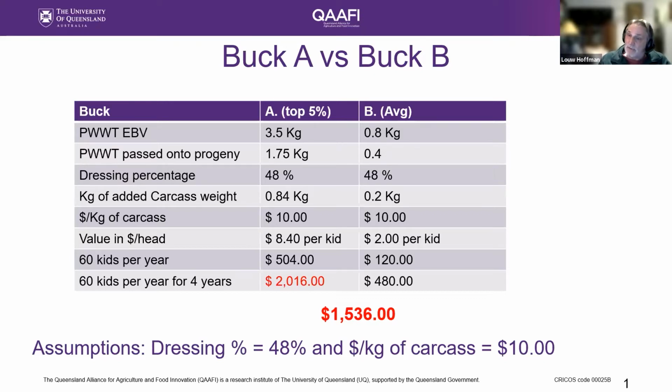But a buck on average should give me 60 kids that are marketable. So it's $504 against $120. And I would typically use a buck for 4 years in my herd. So that gives me $2,000 versus $480. So selecting that buck that came out of the top 5% with an EBV value for faster growth rate post-weaning, at the end of the day I will get $1,500 more from his progeny.